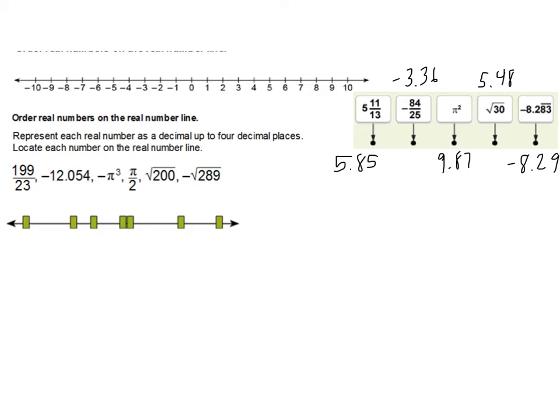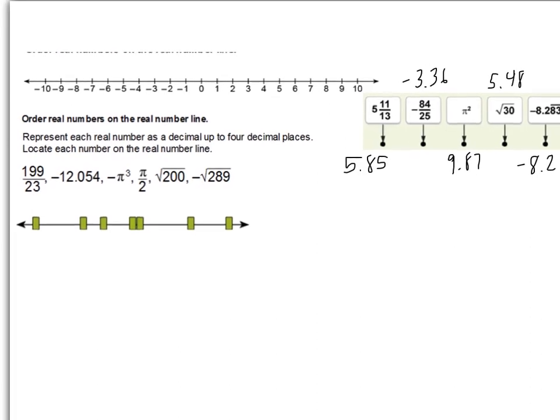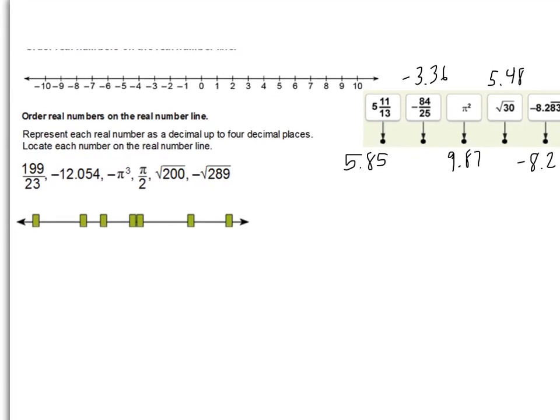Okay, so then what they want us to do is take those values and put them on the number line. So let's see. Negative 8.29 is going to be between negative 8 and negative 9. So this is negative 8.29. And then we have square root of 30, which is 5.48. So that's between 5 and 6. Square root of 30. Then we have pi squared, which is 9.87. That's between 9 and 10. So this is pi squared.